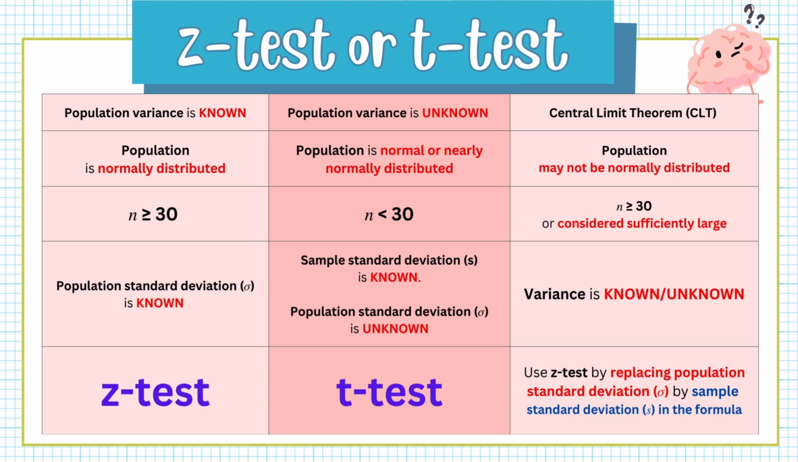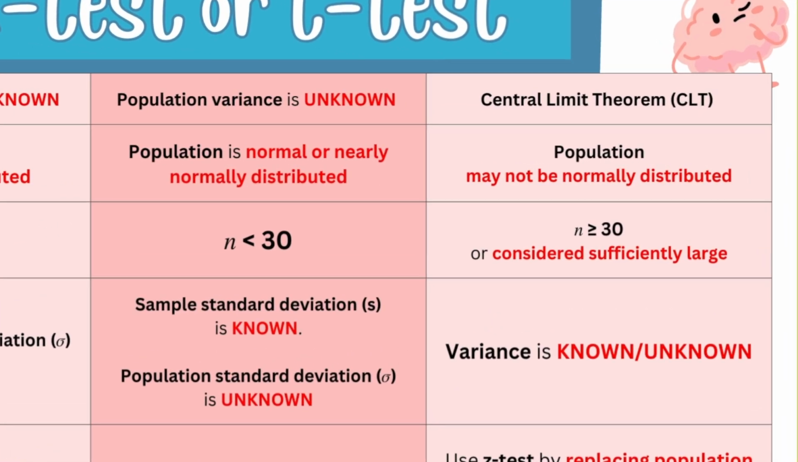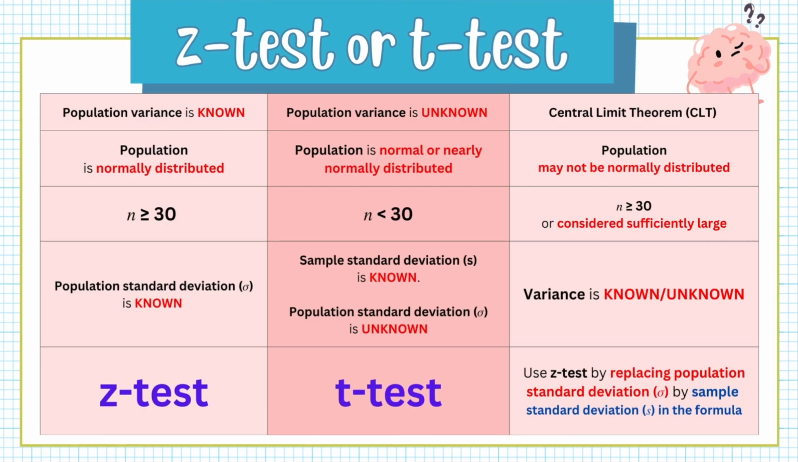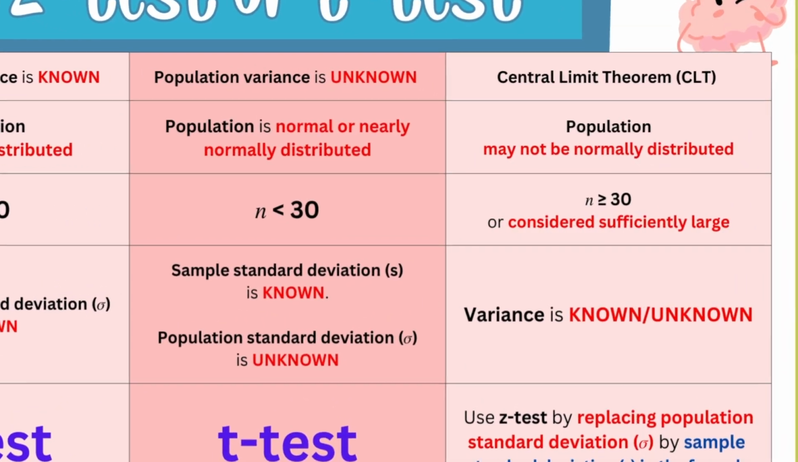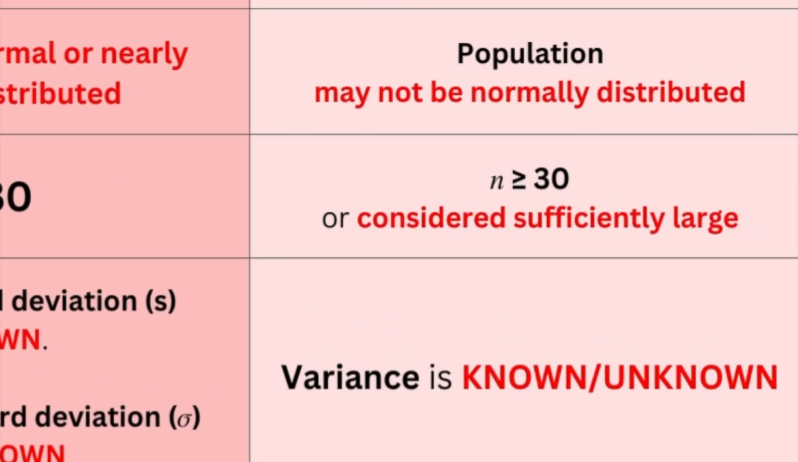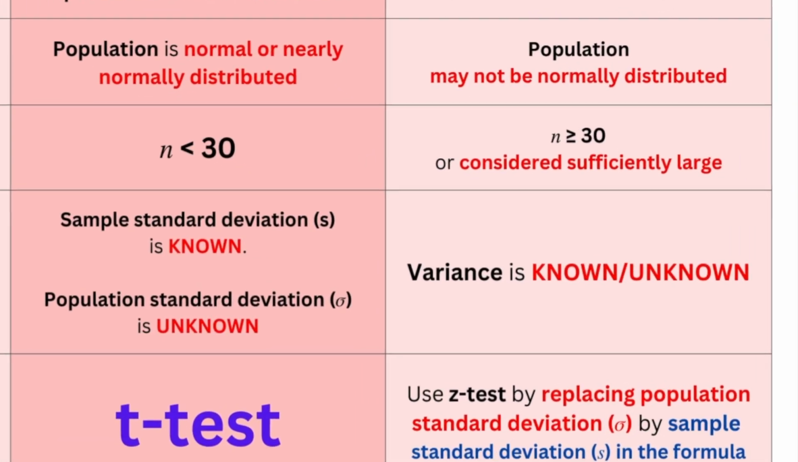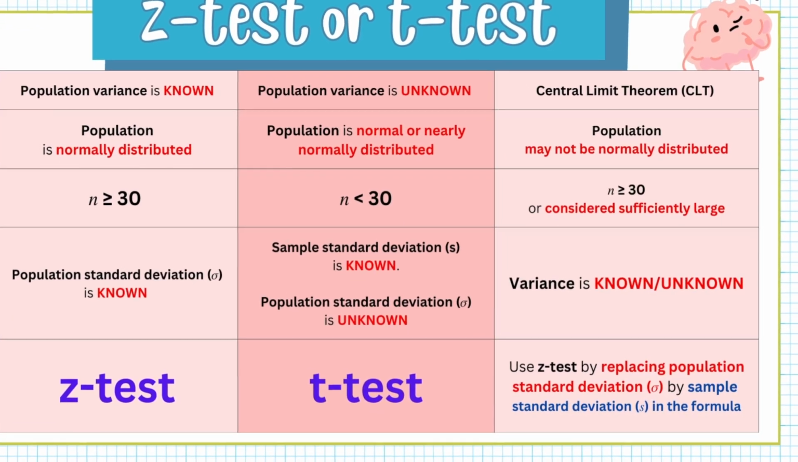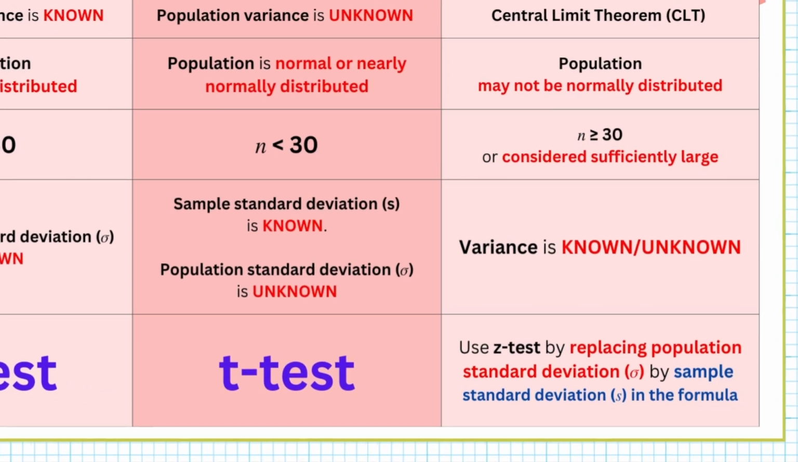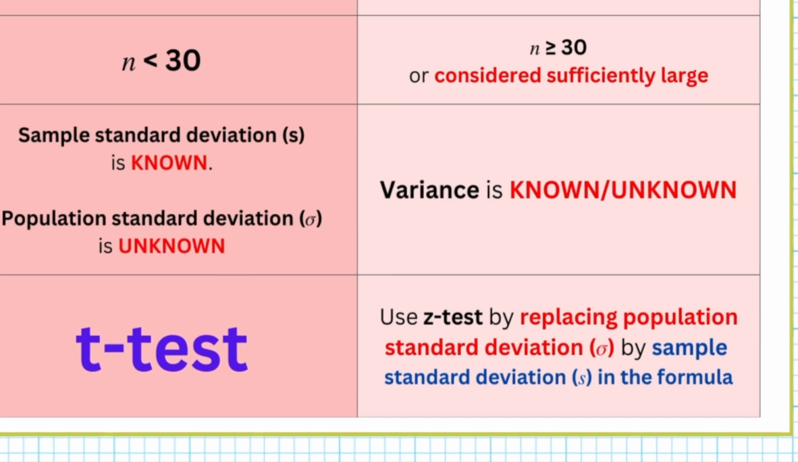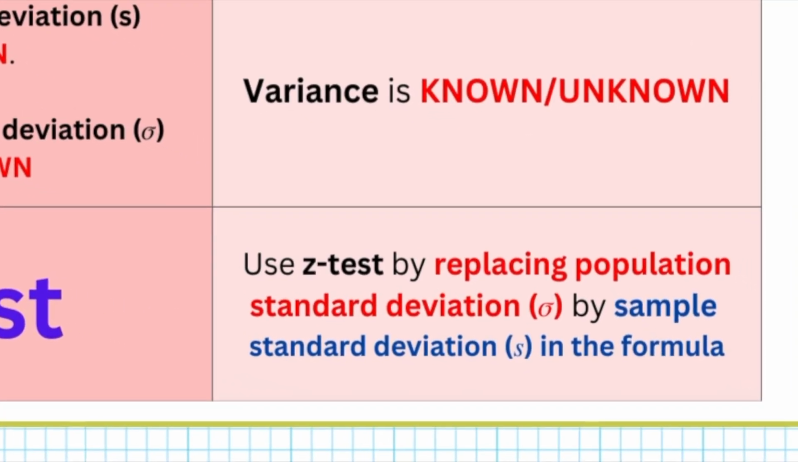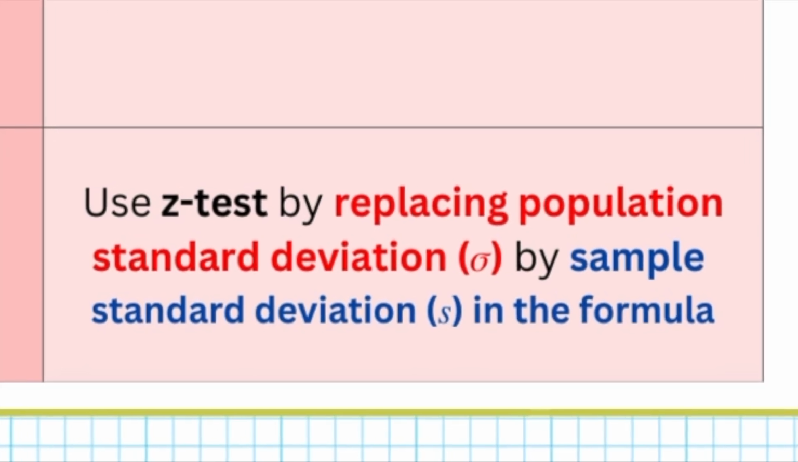How about if it is the central limit theorem? We can also use the z-test if the population may not be normally distributed, n is greater than or equal to 30 or considered sufficiently large, while the variance may be known or unknown. If we are going to use the z-test, we are going to replace the population standard deviation by the sample standard deviation in the given formula.